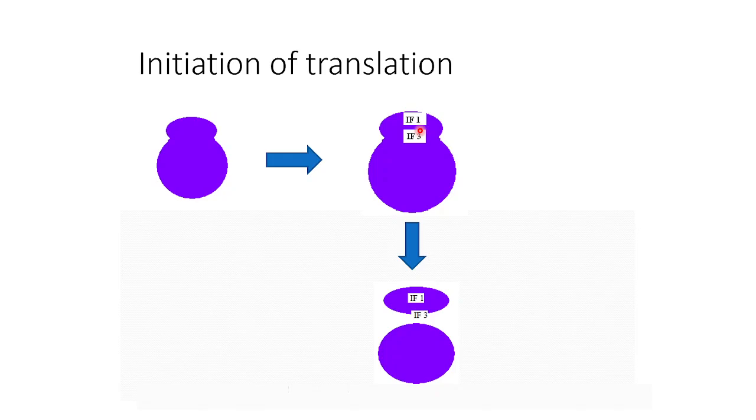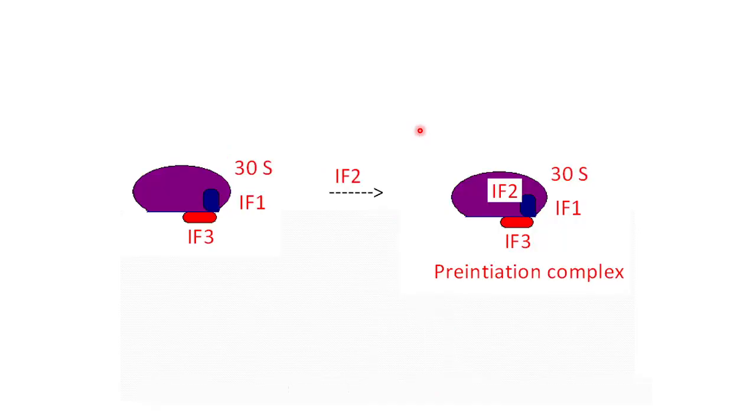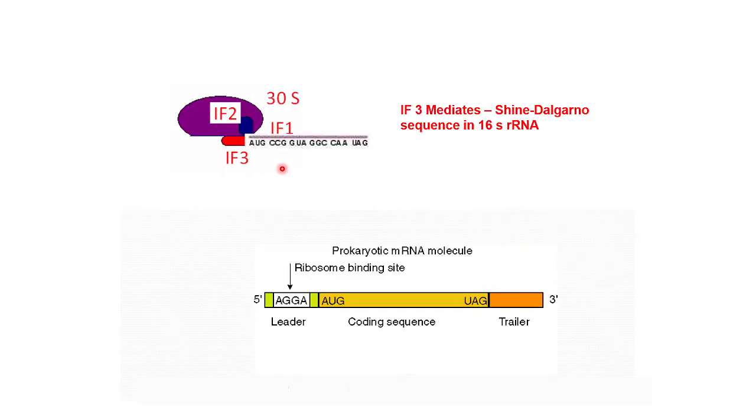So initiation of translation starts with initiation factor 1 and initiation factor 3. After they come and sit in the 30S ribosome, initiation factor 2 comes and forms the pre-initiation complex in the 30S ribosome subunit. Initiation factor 3 mediates the identification of the Shine-Dalgarno sequence in the mRNA, and from there the protein translation starts. There is a site where the ribosome goes and binds. So the ribosome first identifies the Shine-Dalgarno sequence.